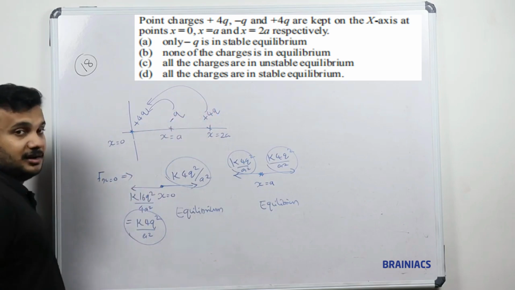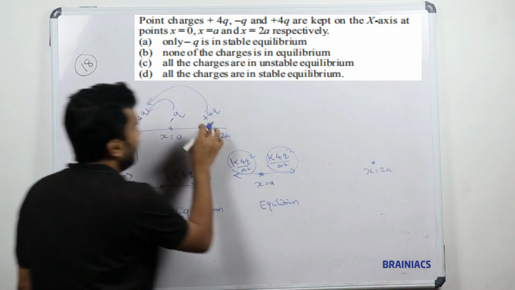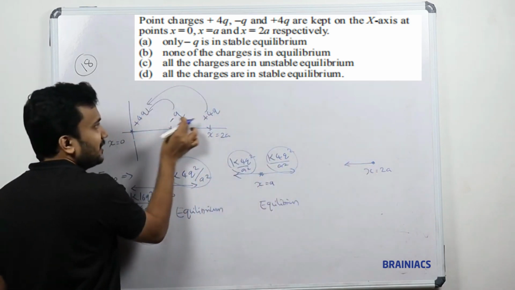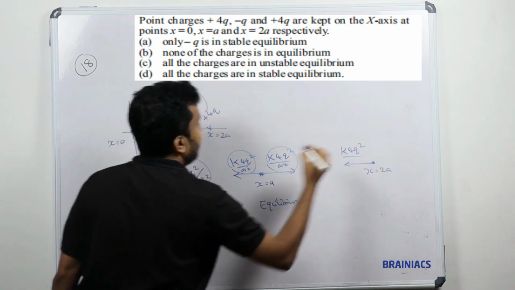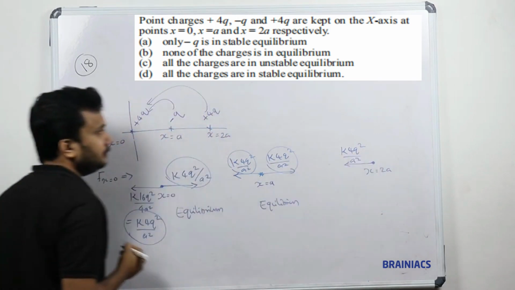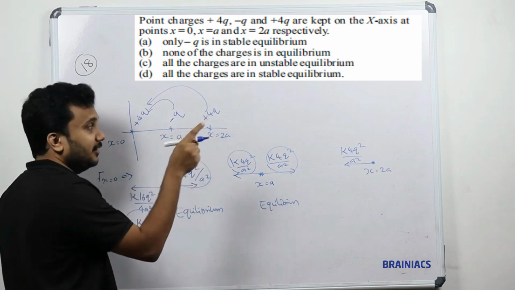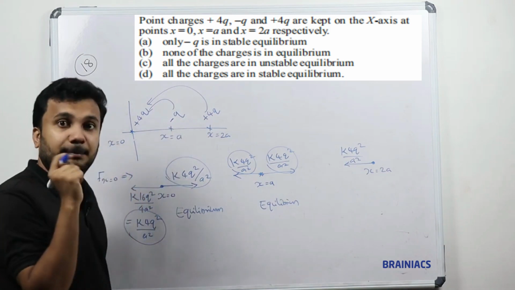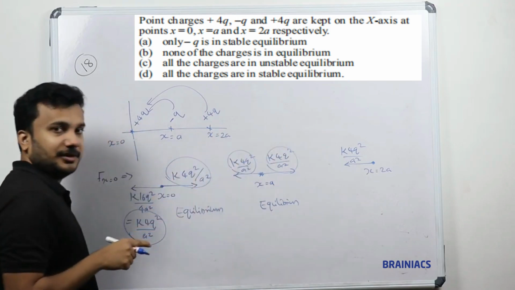We'll see the next one, the last plus 4q. This is located at x equal to 2a distance. And this 4q and this minus q will attract. This 4q will move towards the negative charge. What is the force? K into 4q square divided by the square of 2a minus a. Distance is a square. Don't worry why I am not taking minus. Here 4q into q. Somebody of you might think, sir, it is 4q into minus q, so minus 4q square will come.